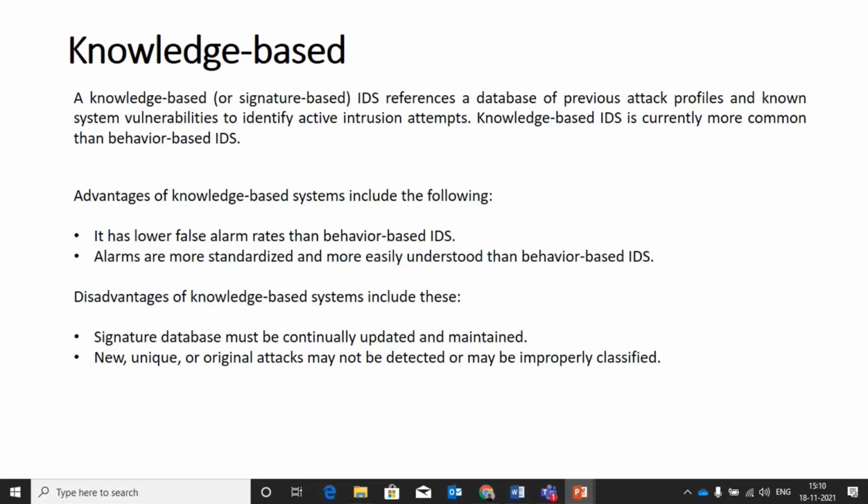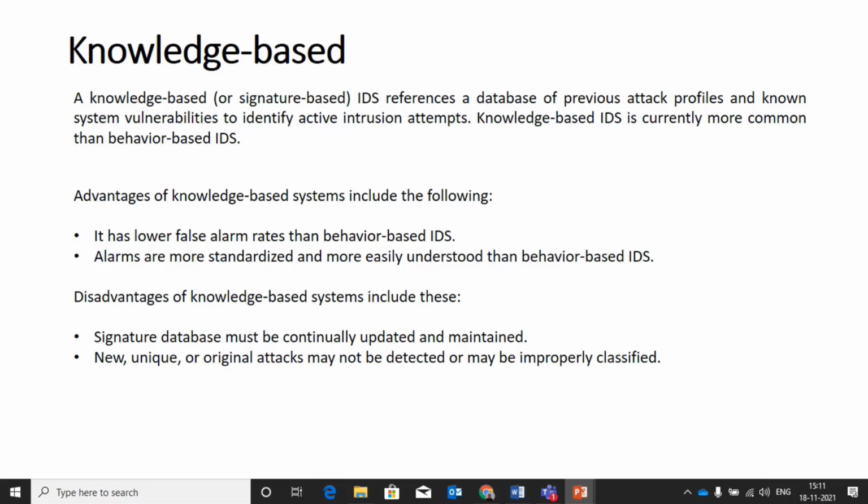Other than this, we have two or three more varieties of IDS, just like the knowledge-based IDS, or we can say the signature-based IDS. Basically, it uses a database of previous attack profiles and known system vulnerabilities to identify active intrusion attempts. Knowledge-based IDS is currently more common than the behavior-based IDS, which means the statistical one. Knowledge-based is better because we have a set of rules, a set of patterns that we already know or captured. We store them in a database and try to figure out.